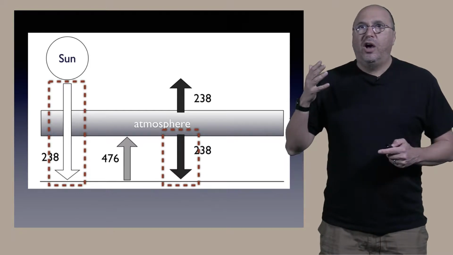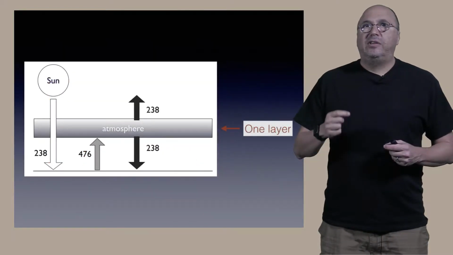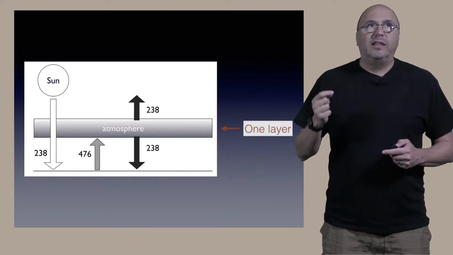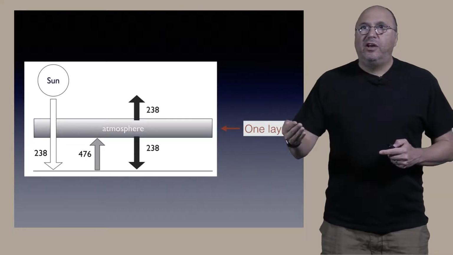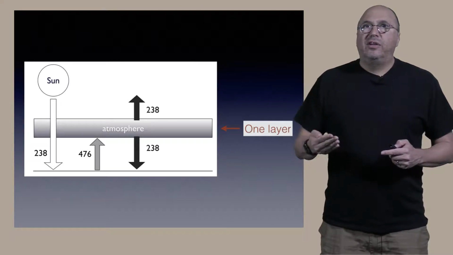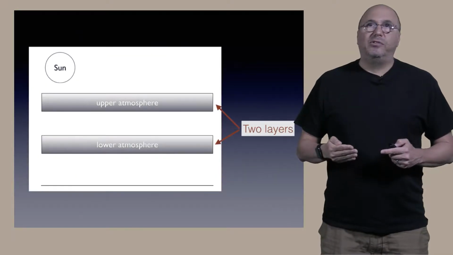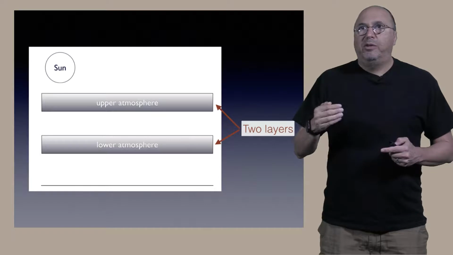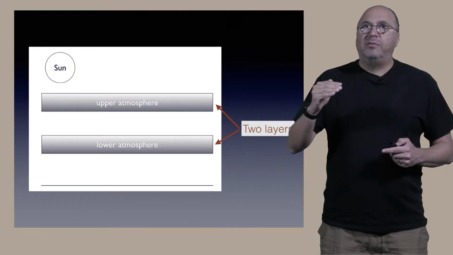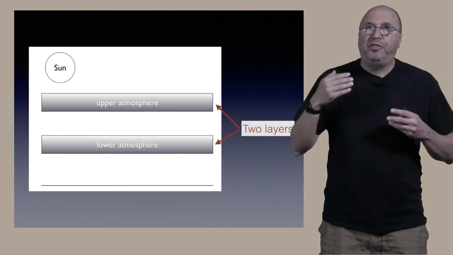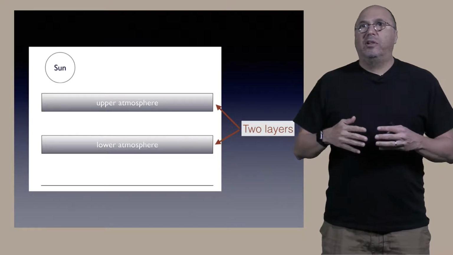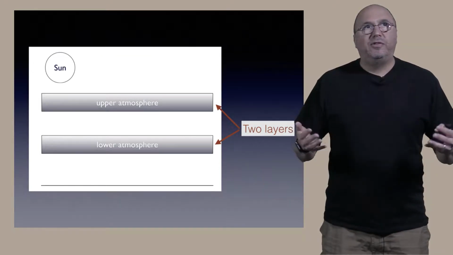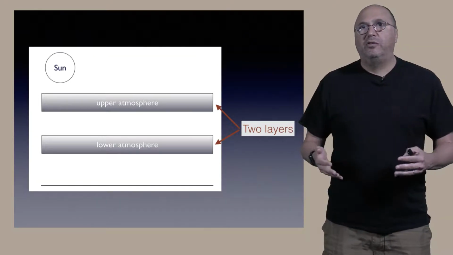Now, we call this a one-layer problem because the atmosphere is represented by one layer. In this video, we'll do another calculation, this time of a two-layer atmosphere. The idea of a layer may be a bit opaque, but you can think of how many layers an atmosphere has as how thick the atmosphere is. The more layers there are, the better the atmosphere is at absorbing infrared photons.